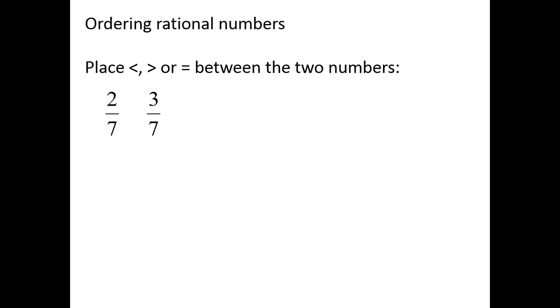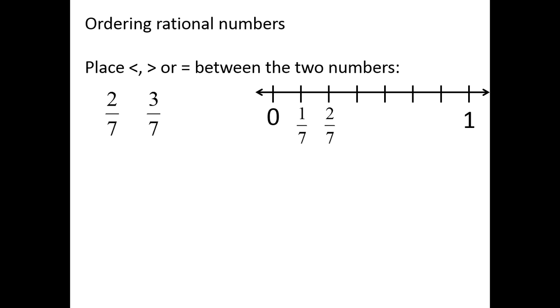So let's start with these two. 2/7 and 3/7. If you think about a number line representation for those two numbers, we would have the space on the number line between 0 and 1 divided into 7 equal pieces. And we're comparing 2/7 with 3/7. Well, 3/7 is a larger part of that than 2/7. It's a larger part of the distance between 0 and 1 than 2/7 is.